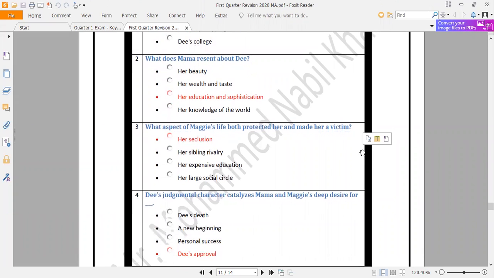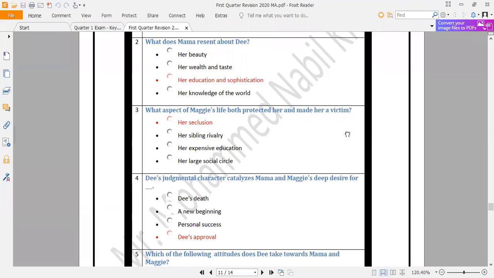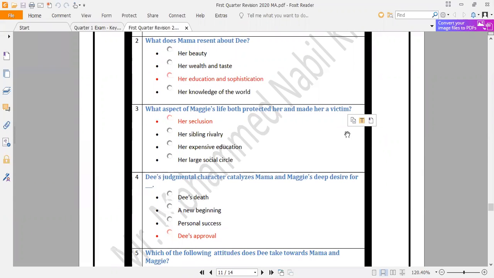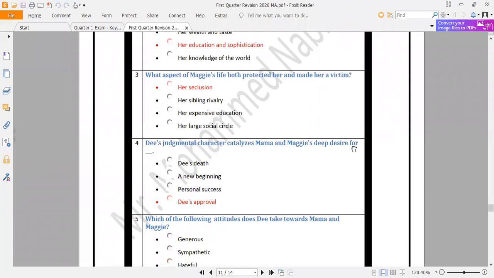What aspect of Maggie's life both protected her and made her a victim? Her seclusion. Maggie is very secluded from the outer life. She has never left her town. So this sense of seclusion protected her from turning into something like Dee. However, it's also made her a victim. She lacks confidence. She is unable to articulate or present her own ideas. She also can't maintain eye contact.